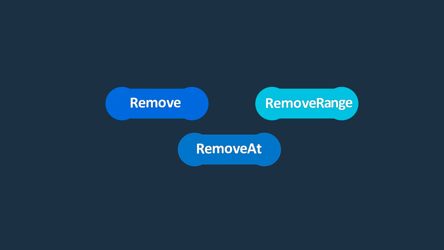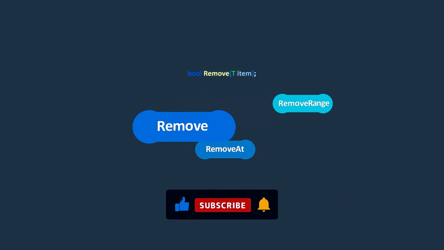In this one, we'll show you how to remove one or multiple elements from a list. Alright, if we wanna remove elements from a list, we can use the remove, range, and remove at methods. Let's start with the remove method.